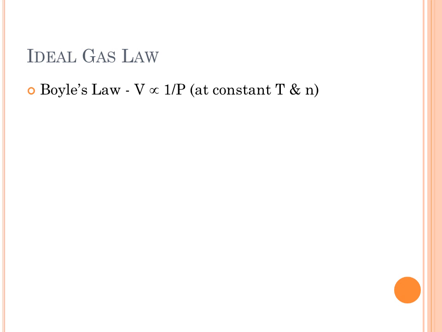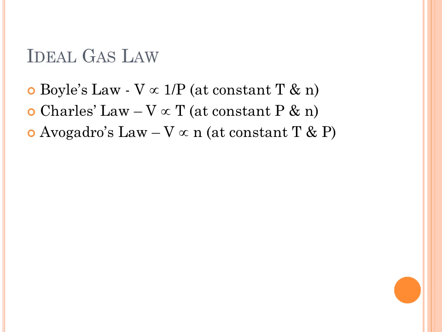So if we look at Boyle's law, which we mentioned in our proportional gas law video, so if you're unfamiliar with those, look back at that one. It said that the volume was inversely proportional to the pressure at constant temperature and amount of gas. Charles's law said the volume and the temperature were proportional at constant pressure and amount of gas. If we look at Avogadro's law, we could say that the volume and the number of moles are proportional at constant temperature and pressure.